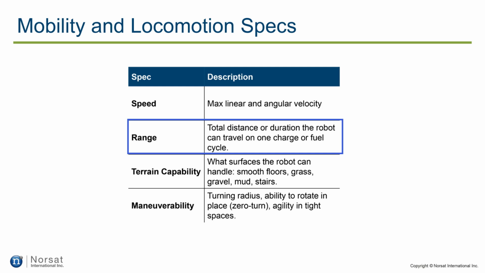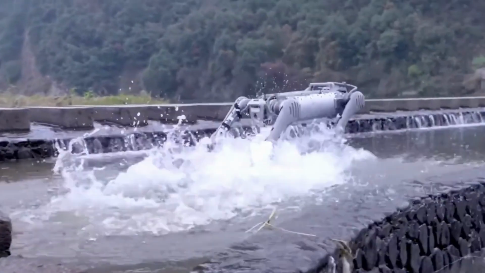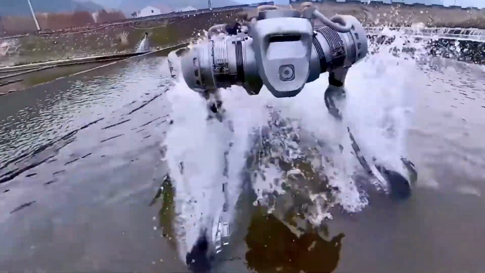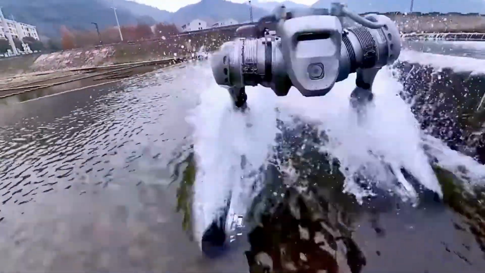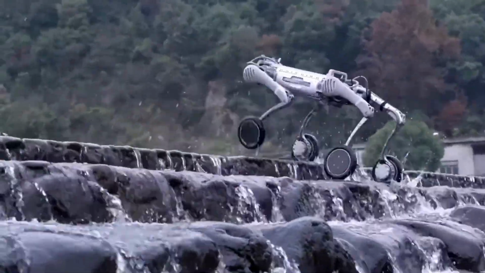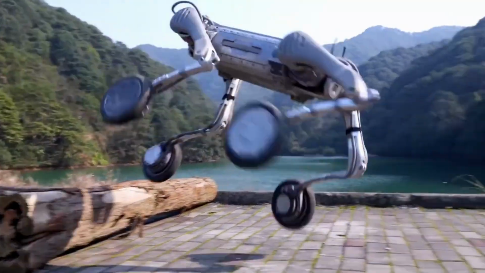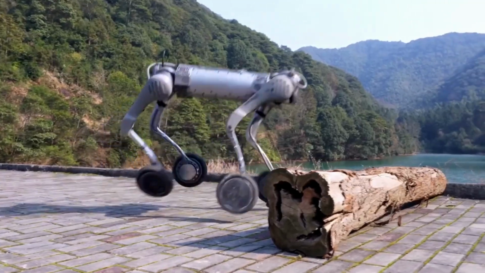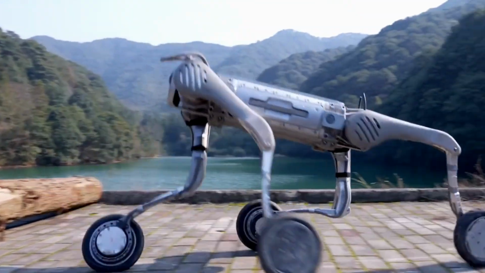Range. Range refers to the total distance a robot can travel on a single battery charge or fuel load. This is influenced by battery size, terrain, and payload. For autonomous missions like perimeter security or remote inspection, extended range is vital. Always consider both maximum range and effective operational range under load.